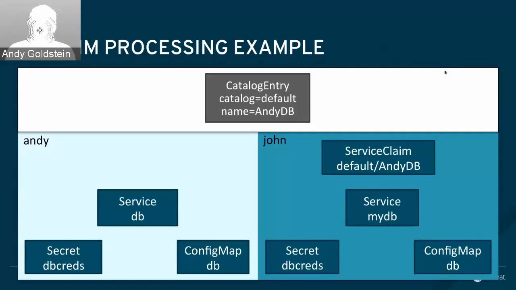And once it is admitted, the controller would go and create something that looks just like what's in Andy's project. You'll have a MyDB service, a DB cred secret, and a DB config map. And these items represent basically copies of the data that is in Andy's project at that point in time. And the service itself would most likely be configured to point to Andy's service. So if you attempted to connect to the MyDB service, it would just redirect or potentially be a CNAME over to the Andy service or to the DB service in the Andy project.